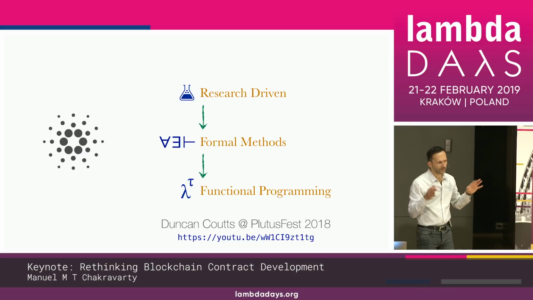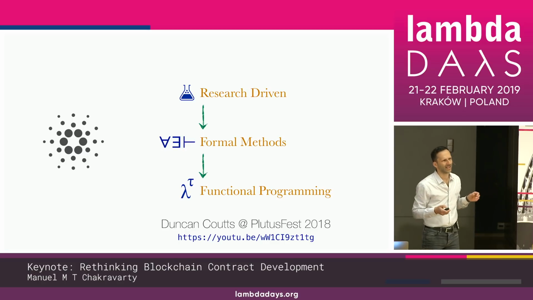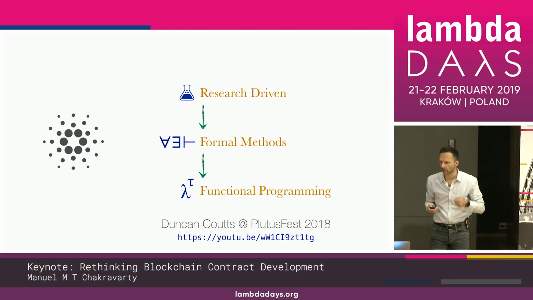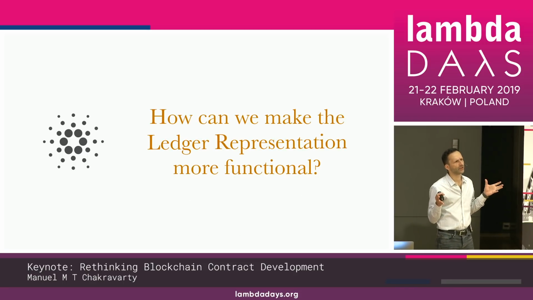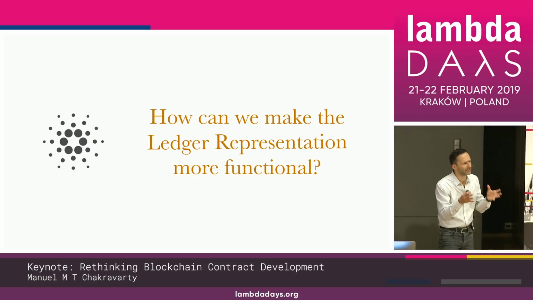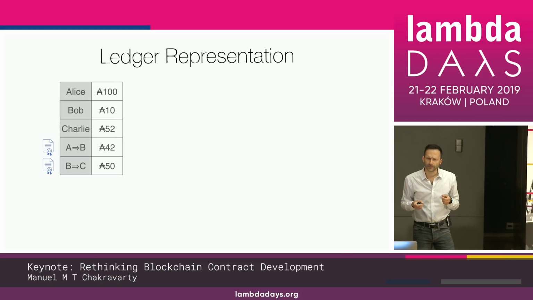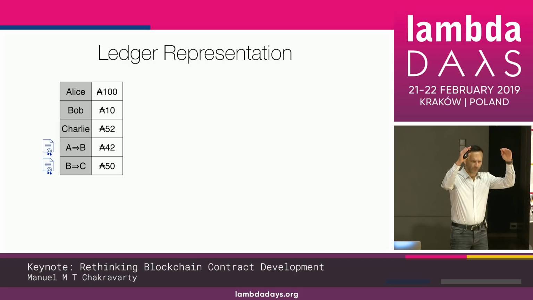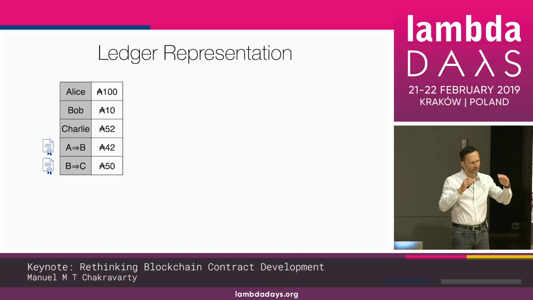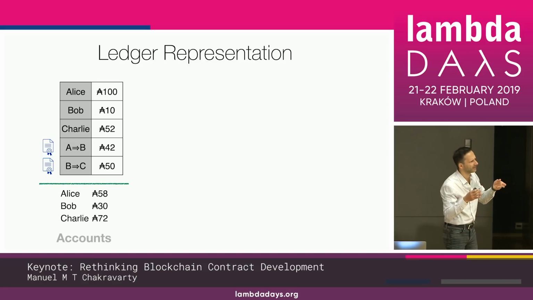All right, so we have these ledgers we want to build, and we want to use functional programming because we think it's the best technology. So how can we make the ledger representation more functional? That's our core data structure. Well, if we look at that original ledger we discussed, we've got these accounts, we've got these transactions, and then as a user, you're interested in what's your balance. So you tally everything up.